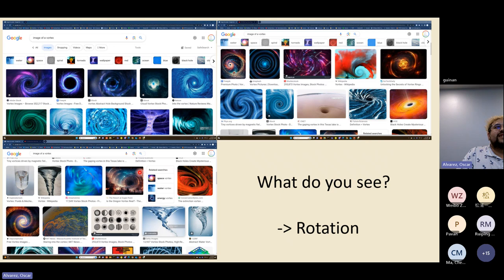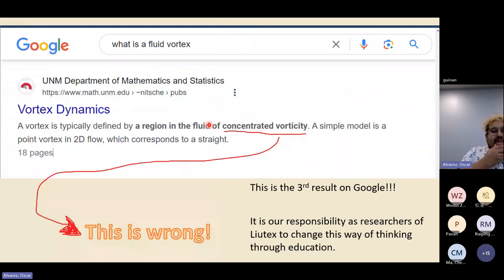What do we actually see here? We're actually looking at rotation. All of these is just rotation. Not that, rotation. So let's ask Google again, what is a fluid vortex? We're still wanting to know what a vortex is. Well, the third result of Google comes up with the University of NM, I guess Northern Michigan, I don't know. But this is the third result. And it says, a vortex is typically defined by a region in the fluid of concentrated vorticity. Now, that's the problem: when we think of vorticity, we think of vorticity, not a vortex. This is wrong.